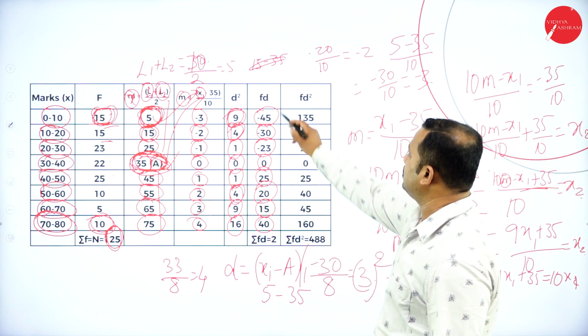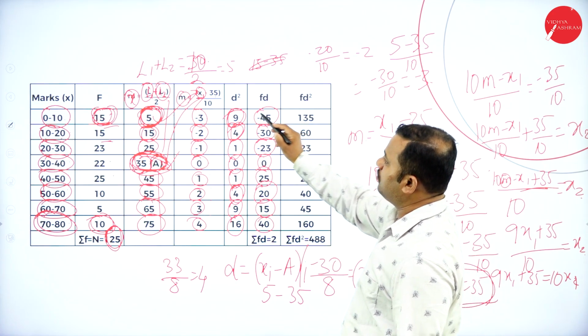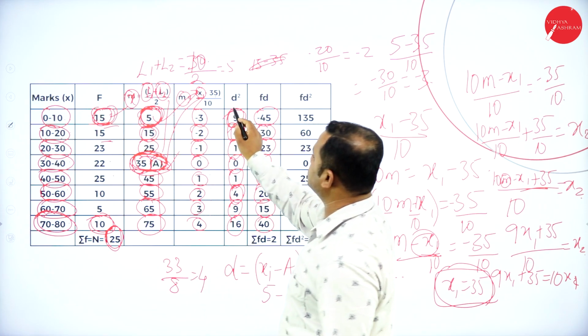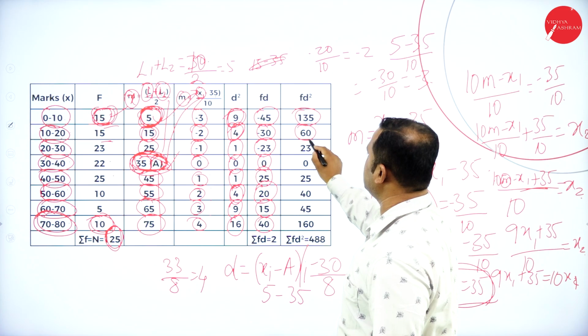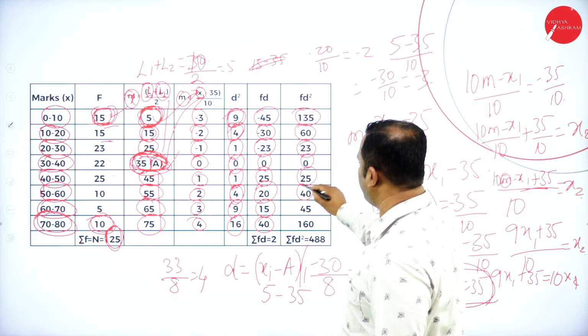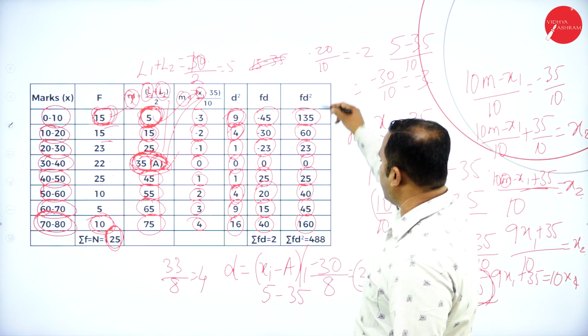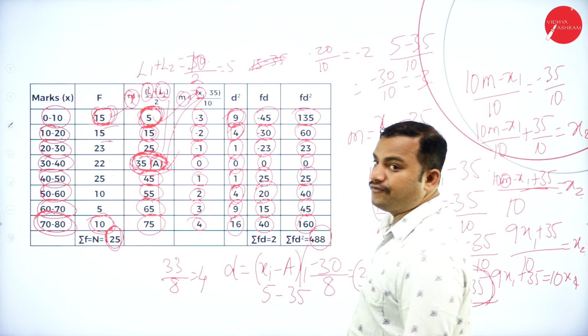We have these terms here, f into d square. That means what is the value of f? 15 into d square. If I do these operations, 15 9s are 135, 60, 23, 0, 25, 40, 45, 160. Then I will add up all these terms. That gives me the value of 488.